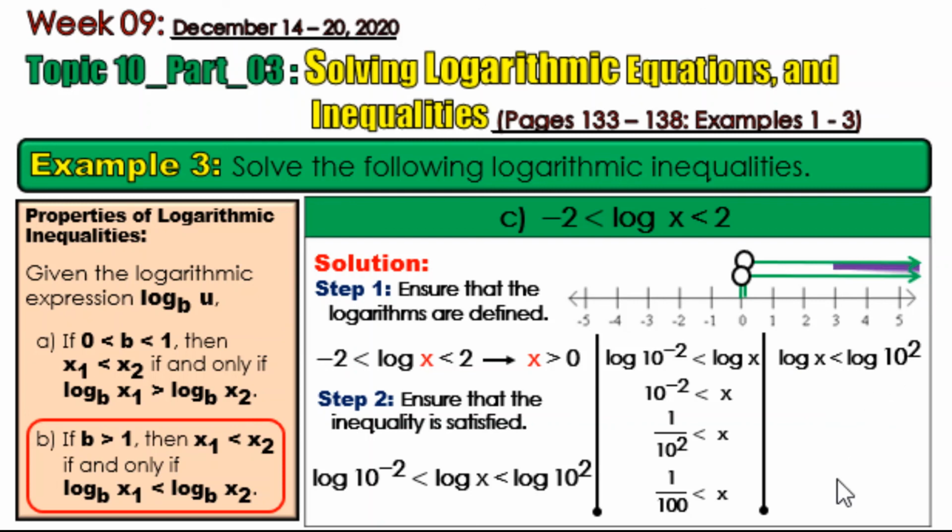On the other hand, we have logarithm of x is less than logarithm of 10 squared. So we have x is less than 10 squared. 10 squared is 100. So you can find that here on your number line, 100, and then you have less than.